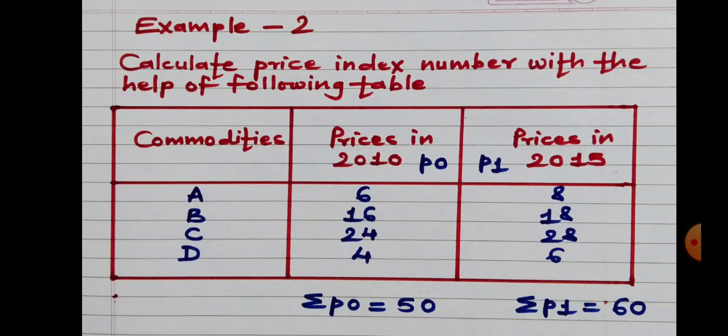What is sigma P0? Summation of all prices in the base year. So 6 plus 16 plus 24 plus 4, we get 50. So sigma P0 is equal to 50. Now our next step is to find out sigma P1. What is sigma P1? Summation of all prices in the current year, and they are 8 plus 18 plus 28 plus 6, that is equal to 60. So sigma P1 is equal to 60.